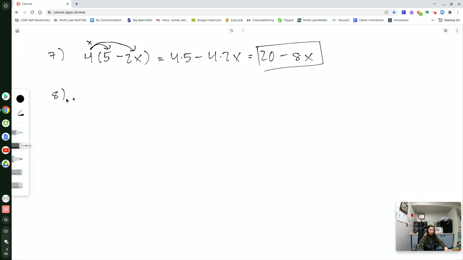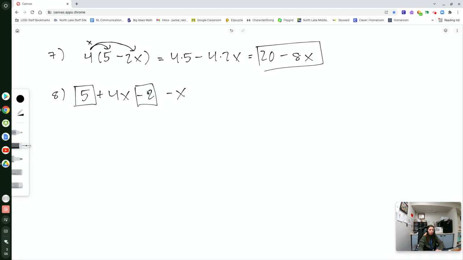Okay, question 8 says to simplify this expression by combining like terms. The expression is 5 plus 4x minus 2 minus x. So this one, there's no distributive property. There's no number multiplied by a group, but I am going to combine like terms. So first I need to identify them. Like terms are terms that have the same variable or have no variable at all. So this 5 has no variable. This 2 has no variable. So those are like terms.